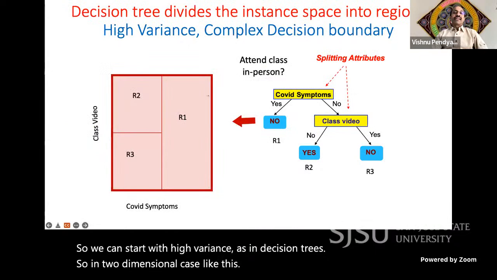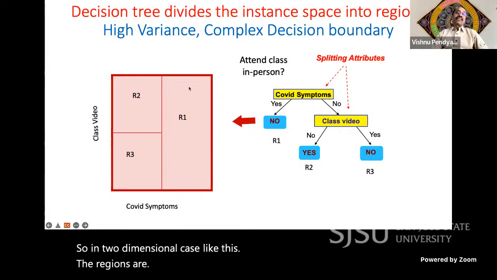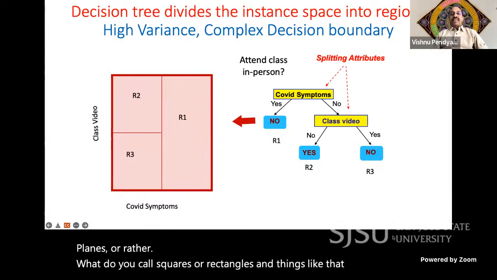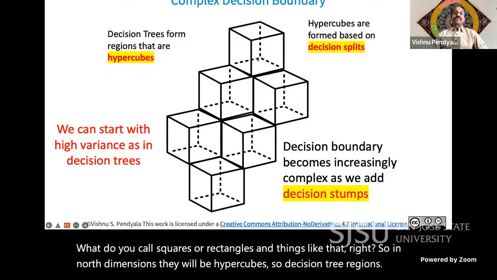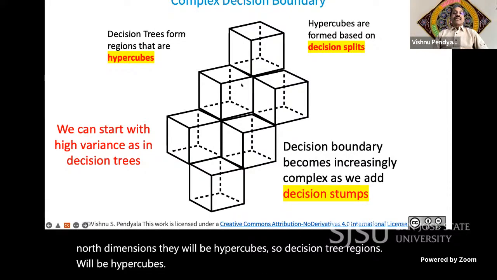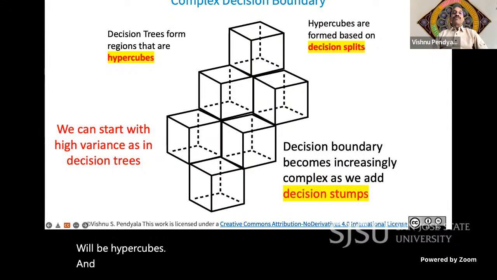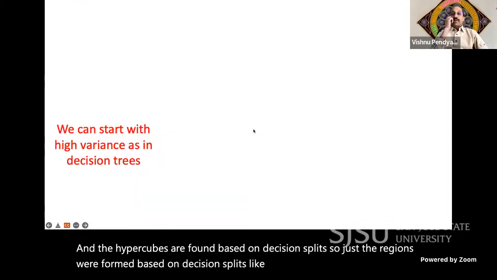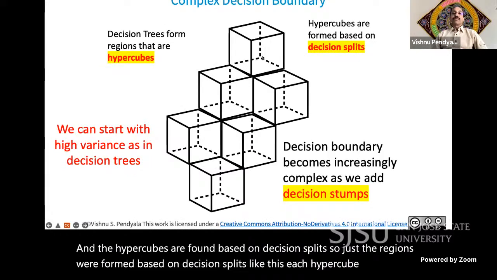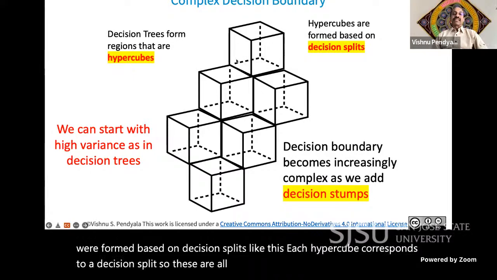So in a two-dimensional case like this, the regions are squares or rectangles and things like that, right? So in n dimensions, they will be hypercubes. So decision tree regions will be hypercubes, right? And the hypercubes are formed based on decision splits. Just like the regions were formed based on decision splits like this, each hypercube corresponds to a decision split. So these are all regions which are generated.